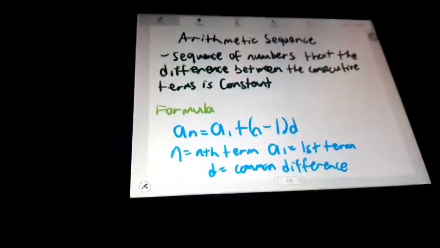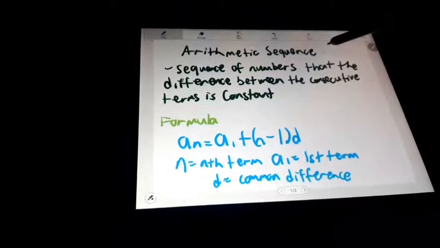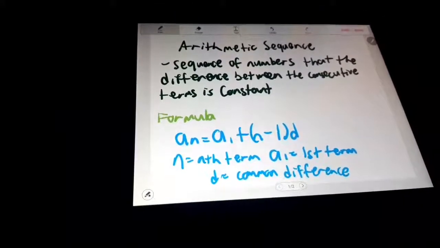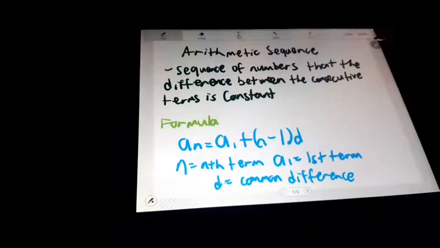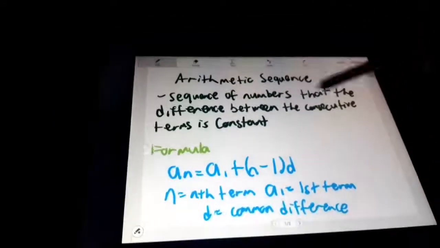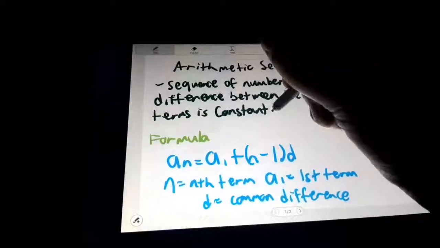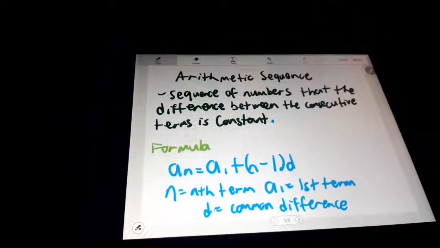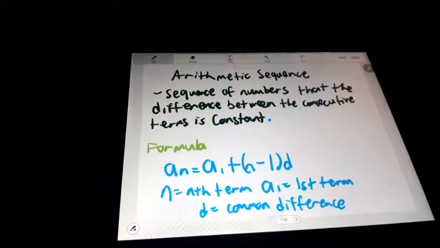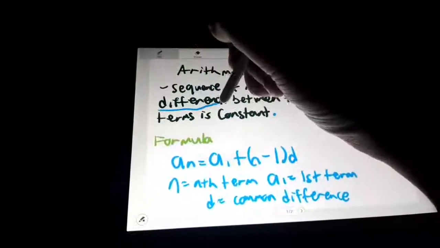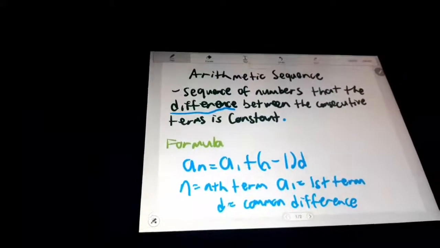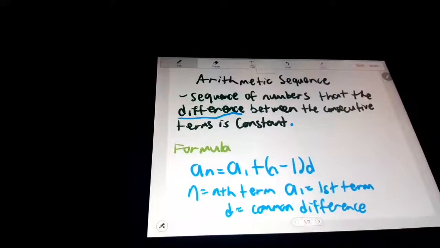Today's lesson is all about the arithmetic sequence. So ano ibig sabihin ng arithmetic sequence? Ang sequence of numbers that the difference between the consecutive terms is constant. So ang ibig sabihin yung arithmetic sequence is the difference, kung anong difference between the two terms.